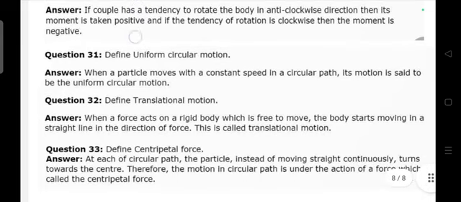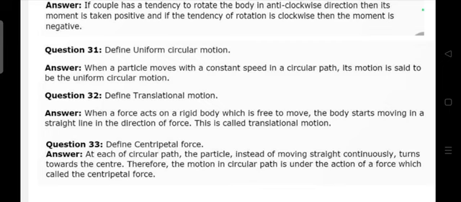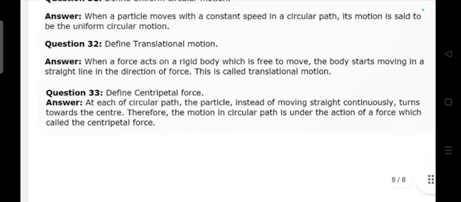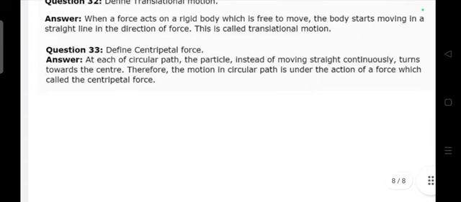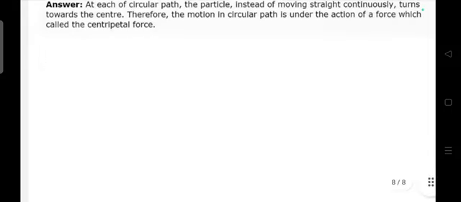Define uniform circular motion. When a particle moves with a constant speed in a circular path, its motion is said to be uniform circular motion. Define translational motion. When a force acts on a rigid body which is free to move, the body starts moving in a straight line in the direction of the force. This is called translational motion. Define centripetal force. In a circular path, the particle, instead of moving straight continuously, turns towards the center. Therefore, the motion in a circular path is under the action of a force which is called centripetal force.